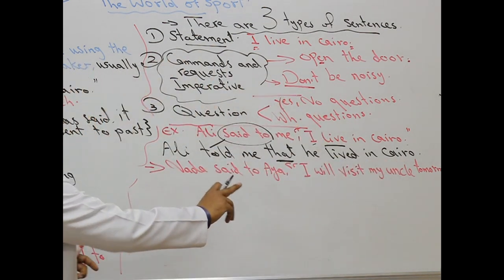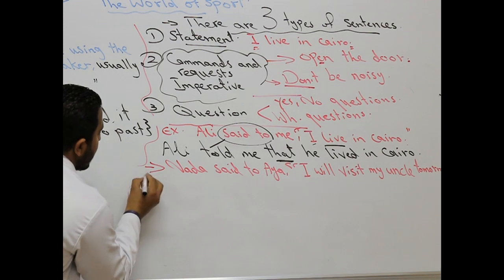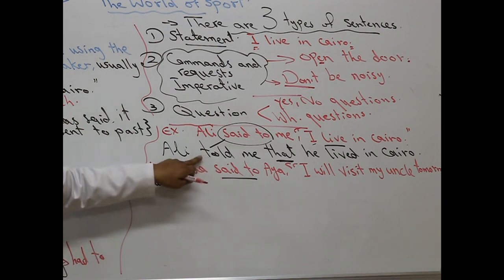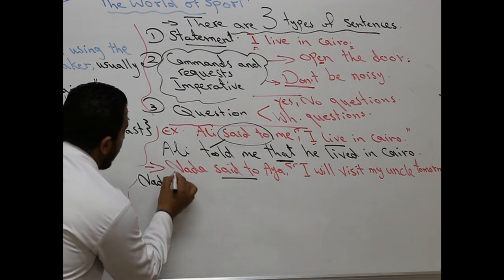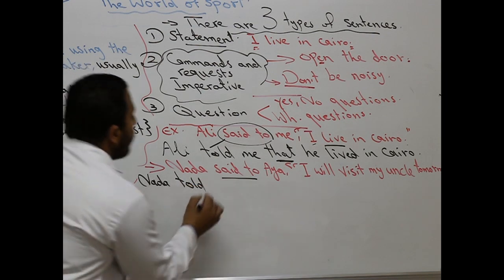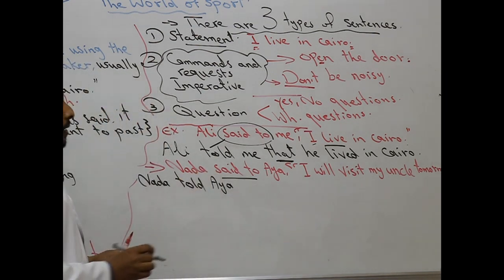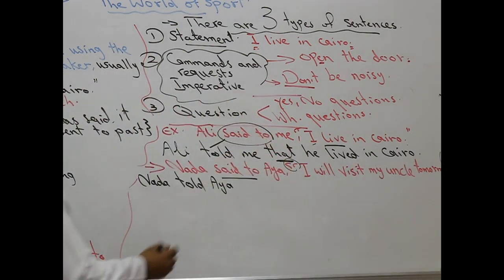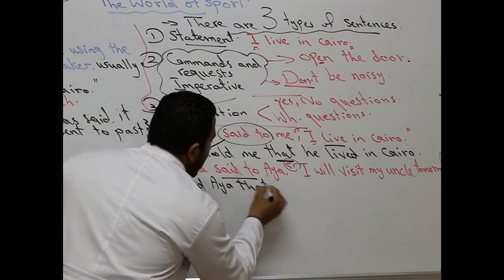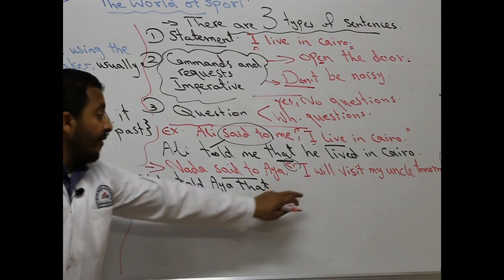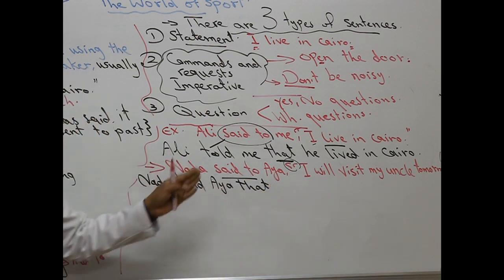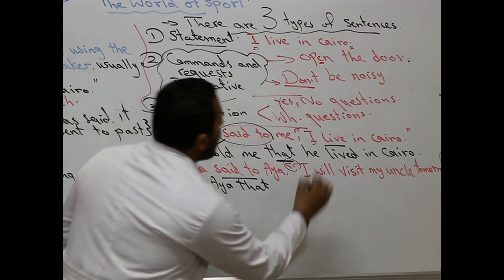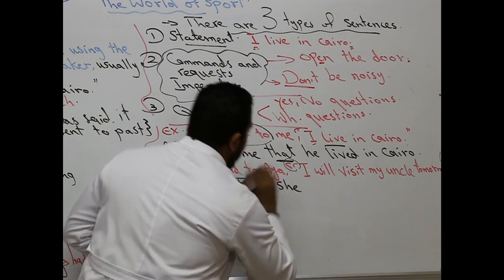To change the sentence from direct into indirect, Nada, we change said to into told. بحول said to إلى told. Nada told Aya. We drop quotation marks. هنلغي quotation marks and use that. I refers to Nada, so we change I according to the speaker. هحول I طبقا للمتحدث اللي عندي اللي هو Nada, so we change I into she.